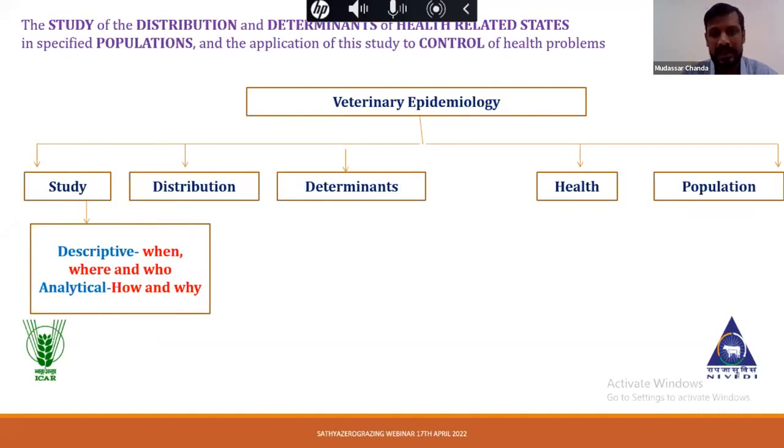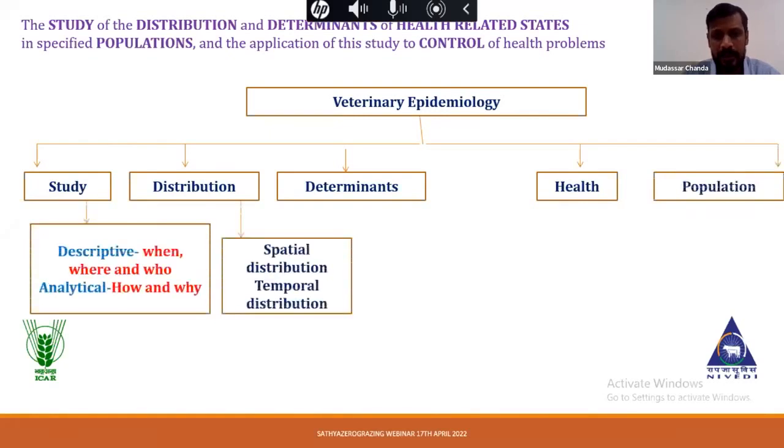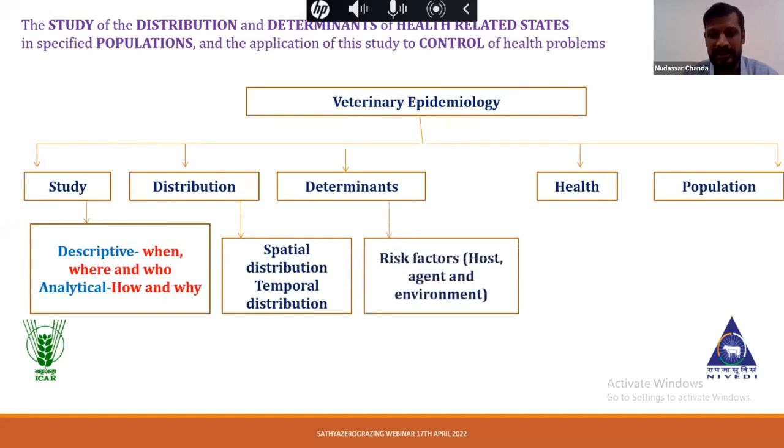At least that can be done with whatever facilities they have. The analytical component can also be taken up. It's not that difficult, and it can be supported by institutes like ICAR. When you talk of distribution, it's a very simple thing: when you talk of the disease, we have to talk of the space and time component. When you talk of the determinants, we have the triad of host, agent, and environment.